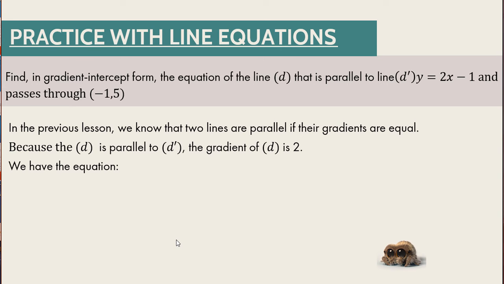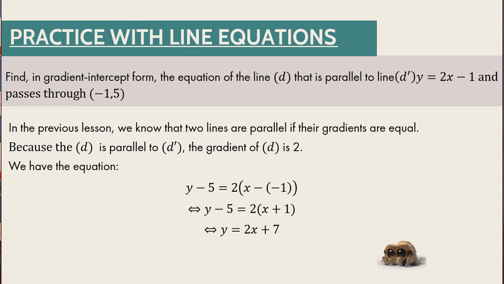In the previous lesson, we know that two lines are parallel if their gradients are equal. And because D is parallel to D prime, the gradient of D must be equal to the gradient of D prime. In this case, it is 2. So we have the gradient of the line and the point that the line passes through, we can begin forming the equation. The equation is of the form y minus 5 equals 2 times x minus -1, and with some transformation we get the final form y equals 2x plus 7.